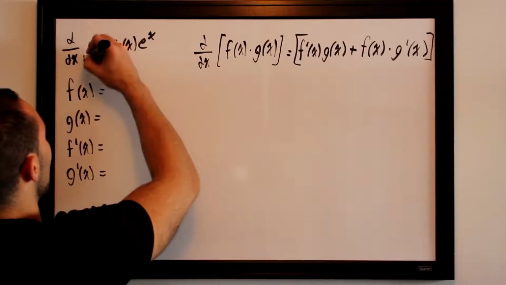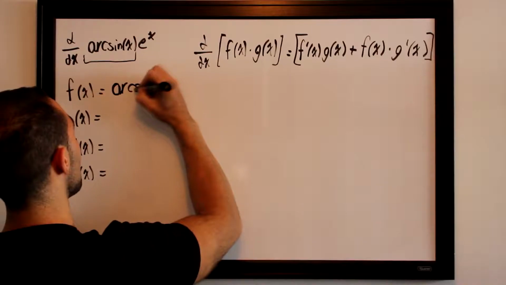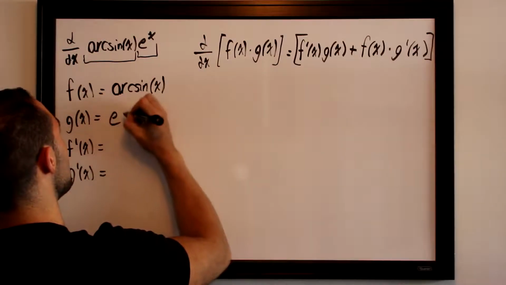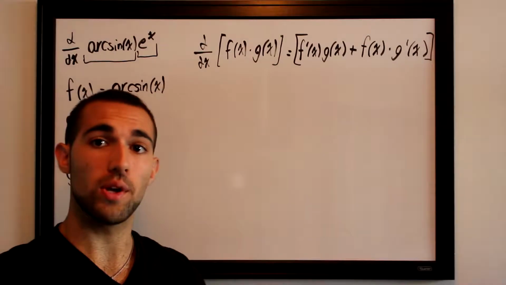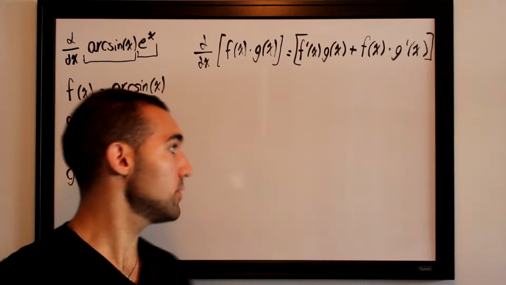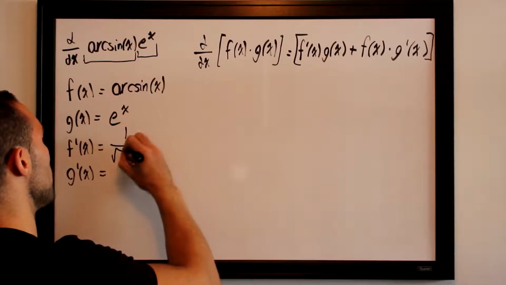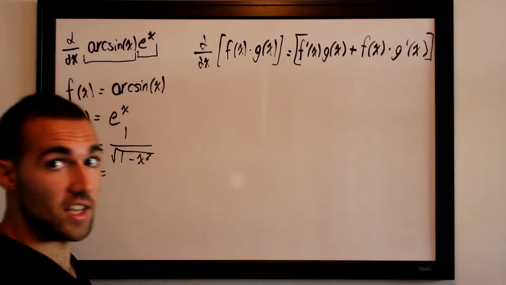So we will define arc sine of x to be our f of x. And we will define e to the x to be our g of x. Now, just as I had discussed in the previous video with the list of all of the long derivatives, the derivative of arc sine of x is 1 over the square root of 1 minus x squared, and the derivative of e to the x is e to the x.